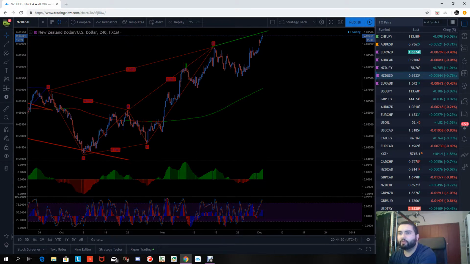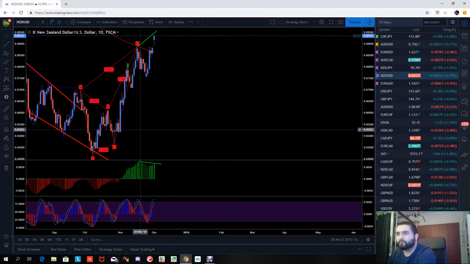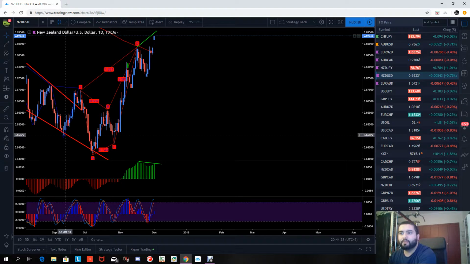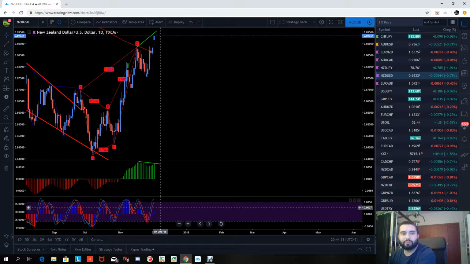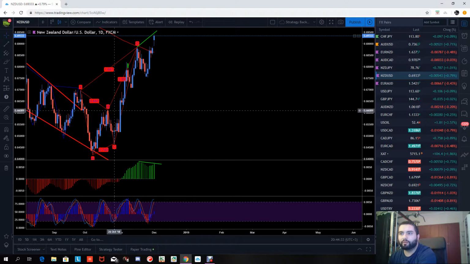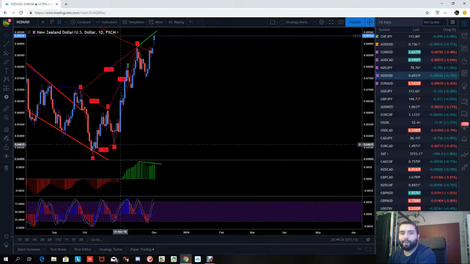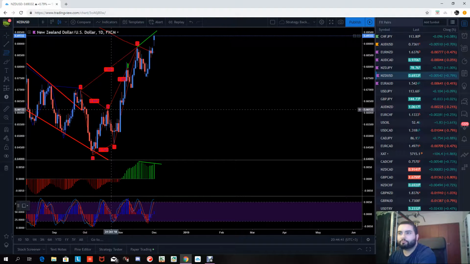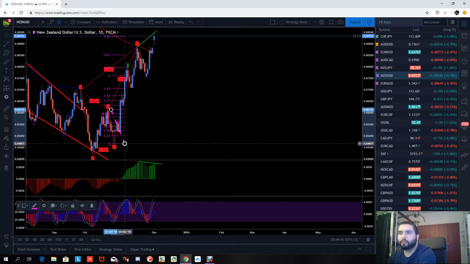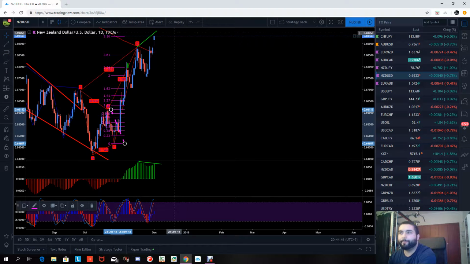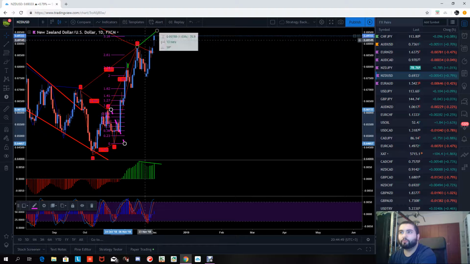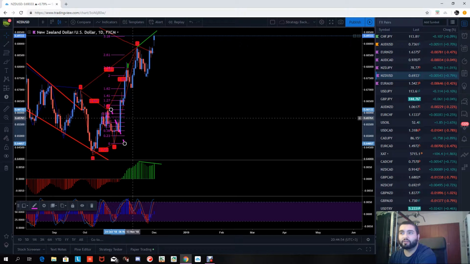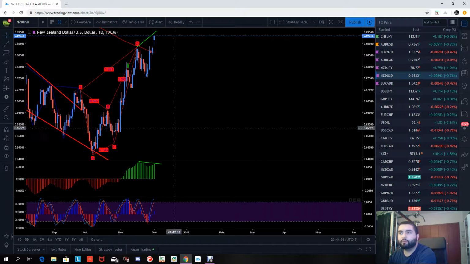This is a better one on the daily pattern. Okay, as a daily pattern, as you can see here, you've got X, A, B, C, D. Okay, this looks like something like a deep crab, close to a deep crab. If we see the ratio here, yeah, perfect ratio to look for reversals at the 3.16 Fibonacci extension. Okay.